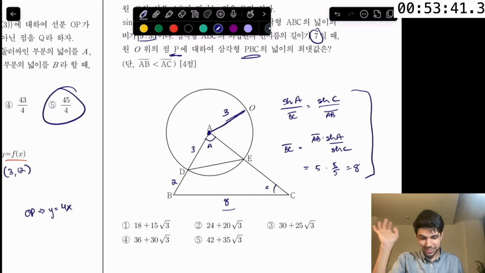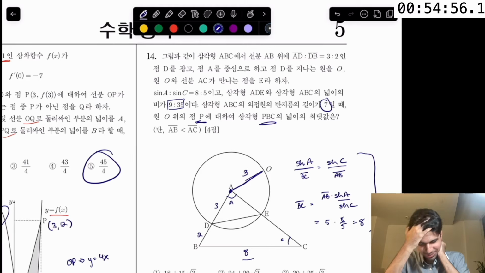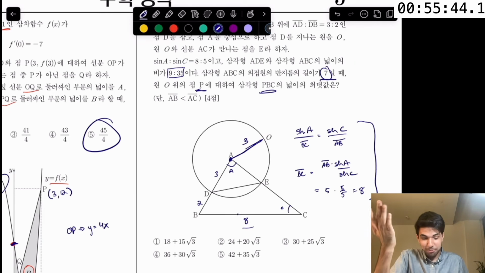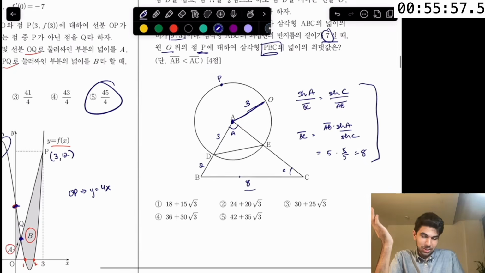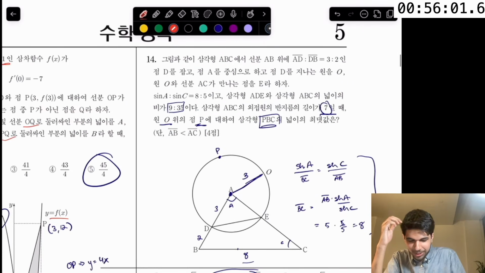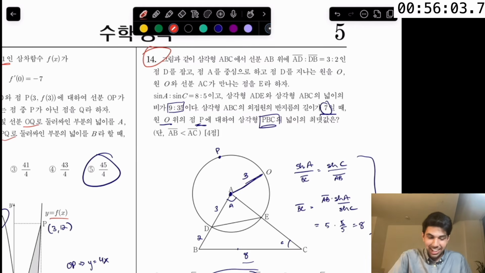Now I don't really know what to do. Bruh, I'm so confused, man. I have no idea. I don't know what the circle is doing. I don't know why there's a number 7. I don't know what P is supposed to be. So we're just gonna guess on this one. We'll guess B, and I will mark it that it's a complete guess. I'm sorry, I can't figure this one out.